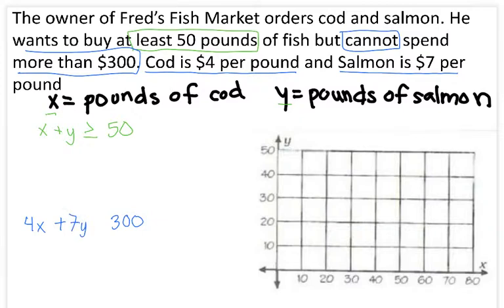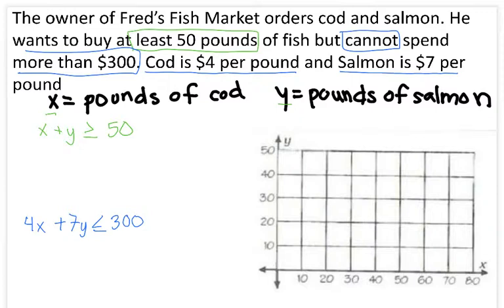The owner can't spend more than $300. That means whatever he spends on the fish needs to be less than 300. So less than or equal to 300, because he can't spend more than $300. And these will be our two inequalities. With these inequalities, we're going to need to graph them onto our graph that is on the far right side of your paper. You need to solve these equations for y.